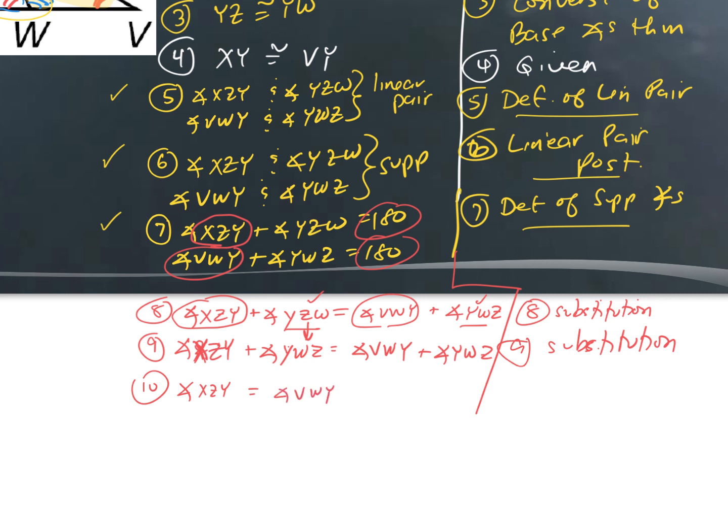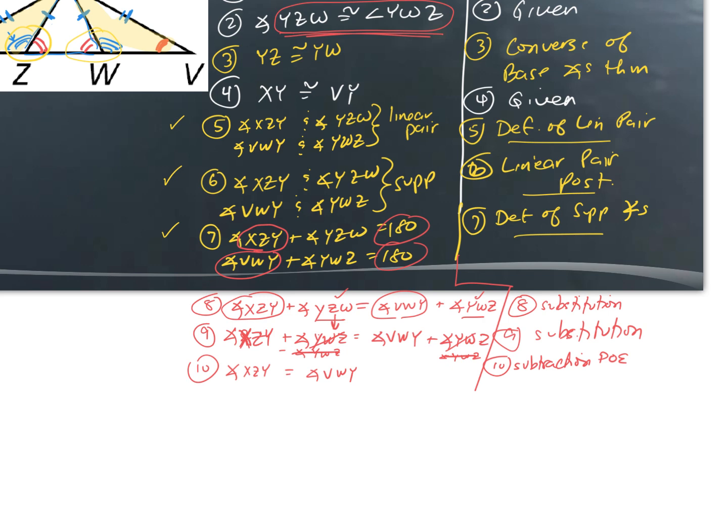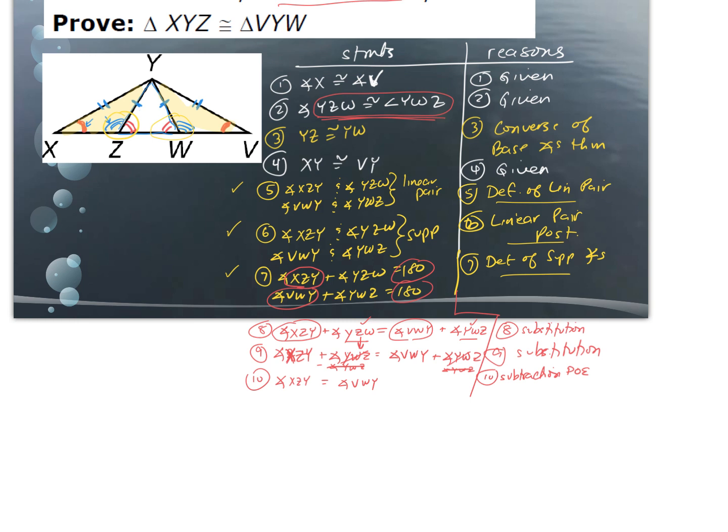And you might say, well, what did I do? Well, guess what? I subtracted YWZ from both sides. Notice I just basically subtracted them out, so it's like canceling, okay? And so this is the subtraction property of equality that I did. That's why I wanted to get to that point, so that I could subtract it out, and therefore it left me with the two angles that I wanted to prove were equal from the very beginning.